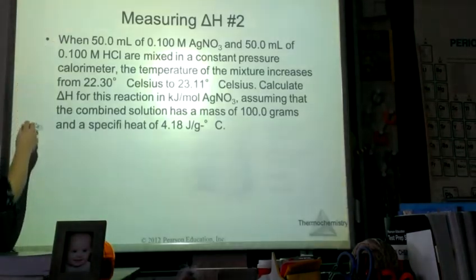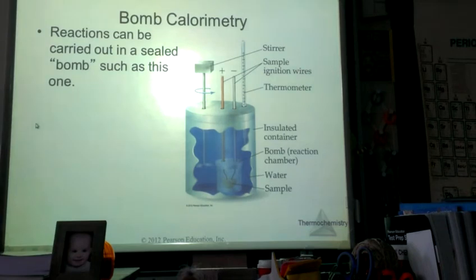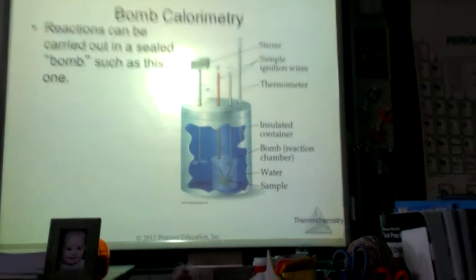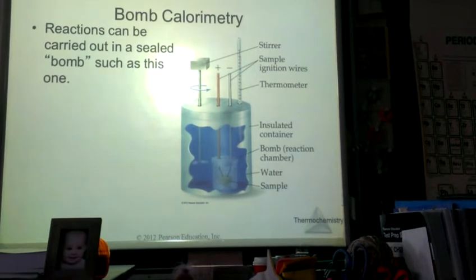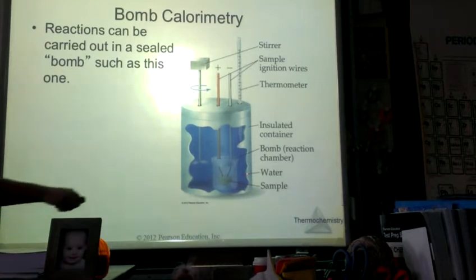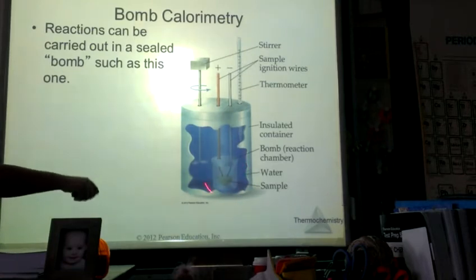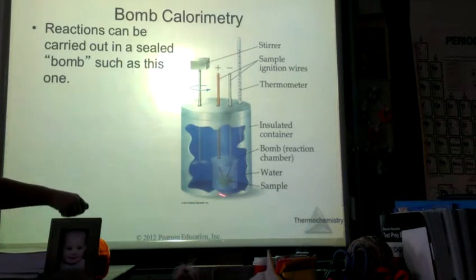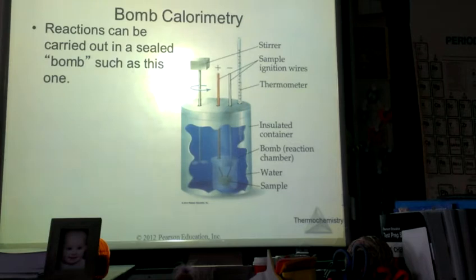Okay, lastly, we're going to talk about bomb calorimetry. Reactions can also be carried out in something called a bomb, and usually combustion reactions are going to be what's carried out in a bomb calorimeter, and that's just because they can release so much energy or so much heat. So what happens is that a substance is placed in a small cup within an insulated vessel, and we call that a bomb. So if I'm looking at my picture here, this is going to be the bomb, this is the reaction chamber, and then that bomb is inside a very, very well insulated vessel.